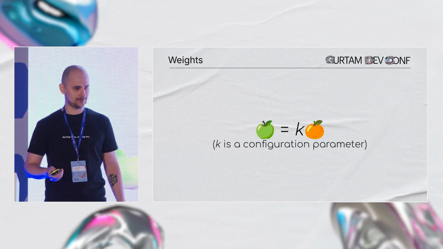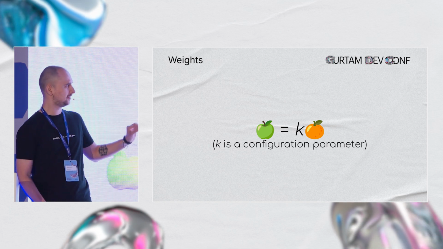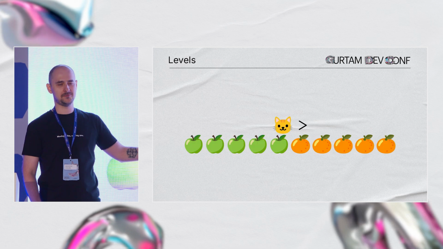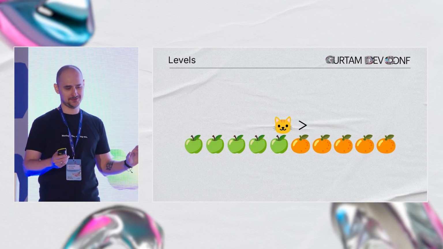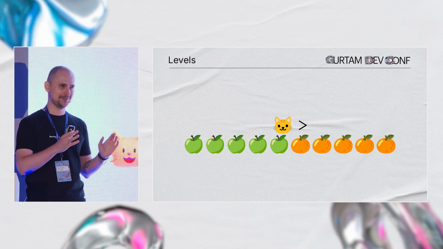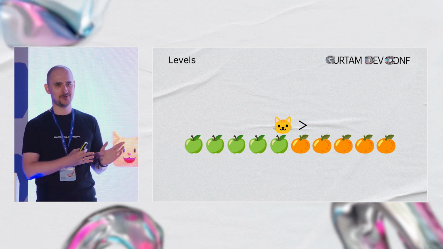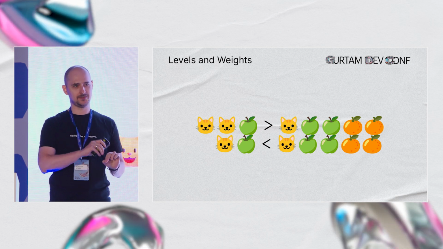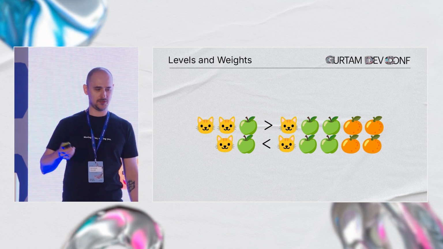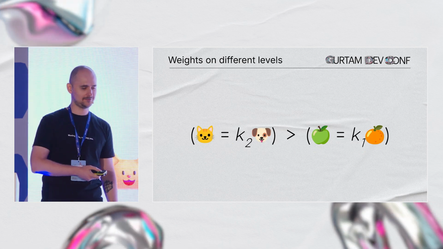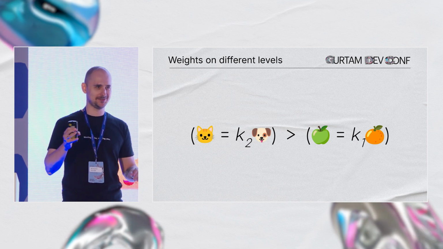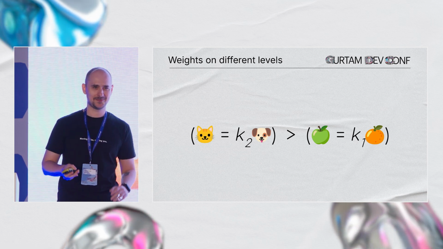Another way is the levels. For example, kittens are more important than any number of apples and oranges. So if we look at baskets with apples, oranges, and kittens, first we need to compare the number of kittens, and only if it's equal, we can look at the apples and oranges. And we can have weights on different levels. For example, puppies are also more important than apples and oranges, but somehow comparable to kittens.